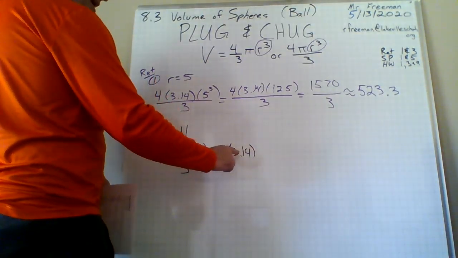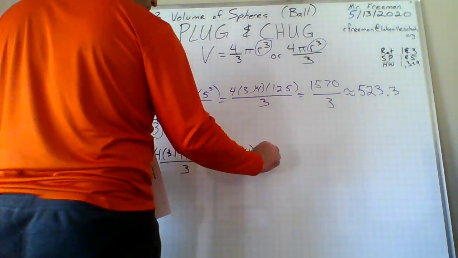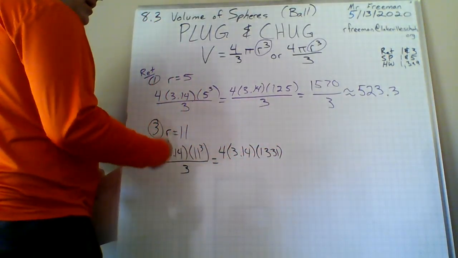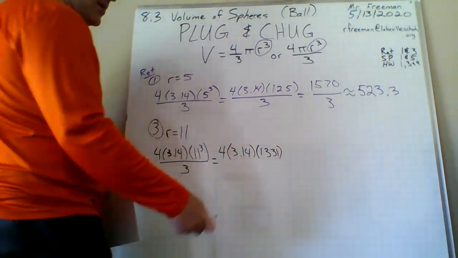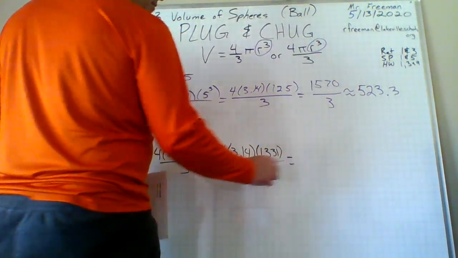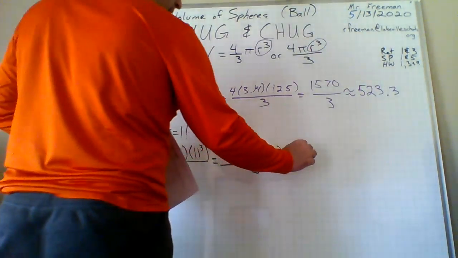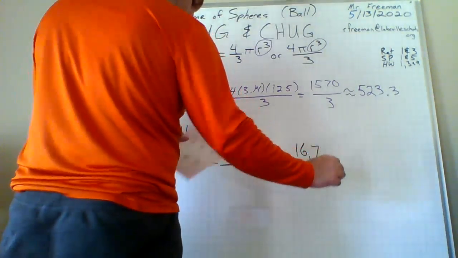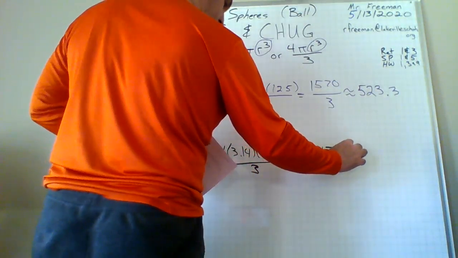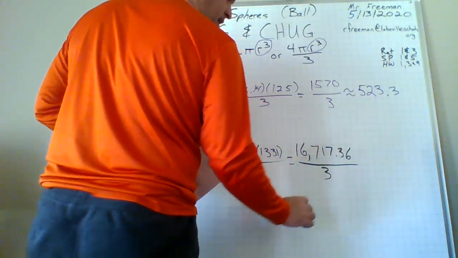4 times pi would look like that, and then 11 cubed, when you figure out what 11 cubed is, it's 1,331. Remember, 11 cubed doesn't mean 11 times 3. It's 11 times 11 times 11. And we're going to divide that answer by 3 still. When you multiply all those out on your calculator, you'll get 16,717.36. And we're going to divide that, this is a comma, by 3.